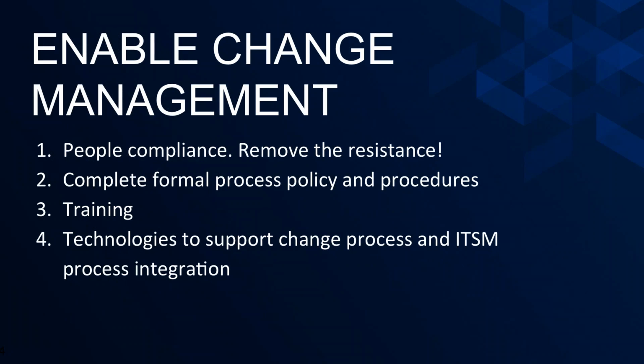So in order to enable change management instead of just change approval, get people to comply, that's the most important aspect of this. Remove the resistance, make sure they know it's for their benefit, it's for the organization's benefit, and it's for the customer's benefit. Complete a formal process, policy and procedures, and that's when you get executive commitment and buy-in. Train everybody, make sure everybody understands their roles and that it's natural for them to do it instead of going against the grain. And make sure the technologies support your process. And if they don't, you may need some customizations for the automation that you want to do.